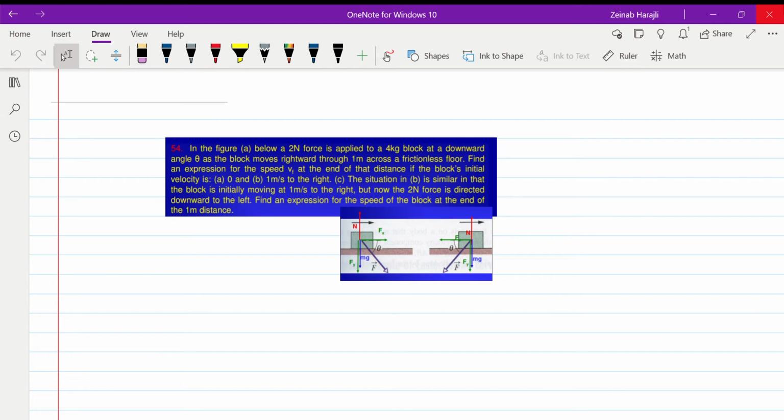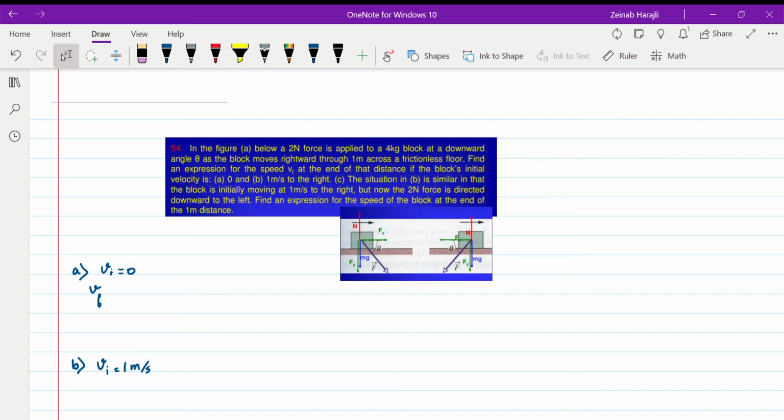In this question, we're given that we have this 4 kilogram block and a 2 Newton force is applied to it at a downward angle theta as the block moves towards the right through a 1 meter distance on a frictionless floor. We want to find an expression for the final speed at the end of the 1 meter distance if the block's initial velocity is 0 first, and if the block's velocity was 1 meters per second next.